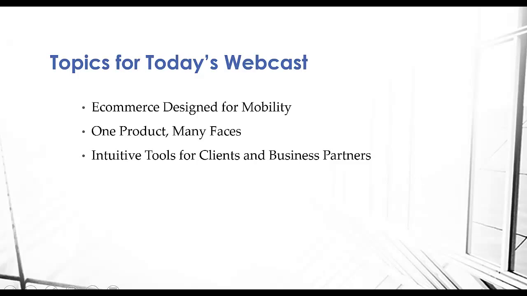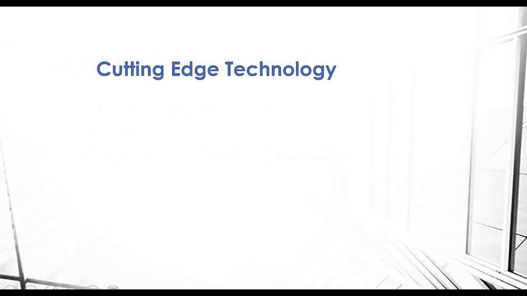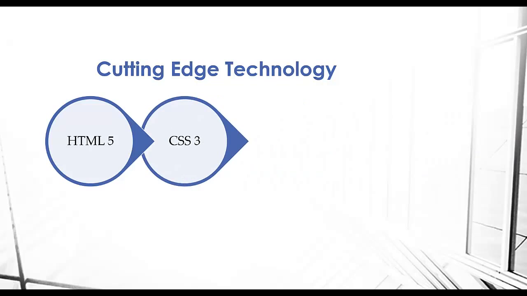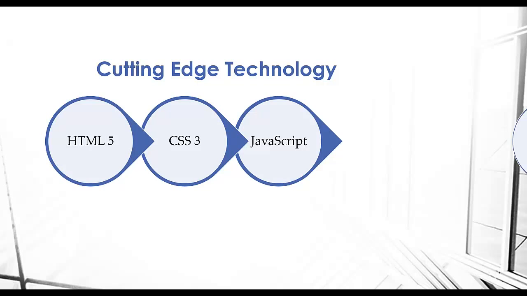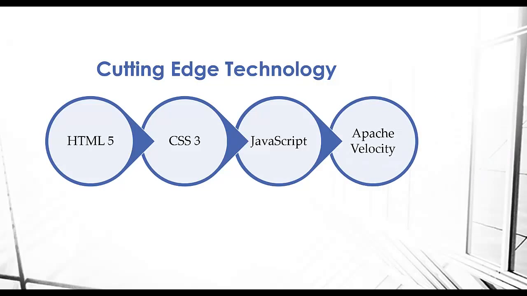And so just to give you an overview of what we've done under the covers, we have rewritten our Flash product using the latest, greatest HTML5 and Cascading Style Sheets 3 standards, and along with a nice JavaScript framework that makes the website extremely responsive. And all of this is controlled from the back end using Java and the Apache Velocity engine, which allows very dynamic templating of HTML pages.